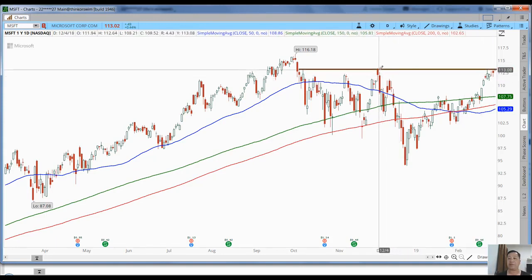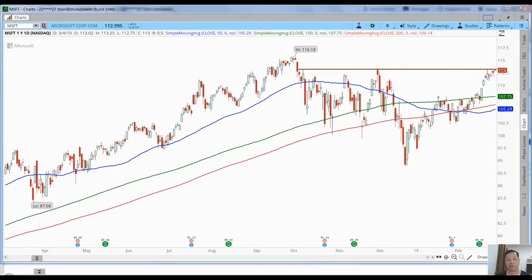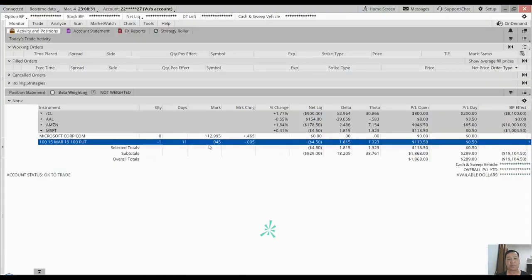It has topped at this level at least two times before, and it fell and dropped back down. So we never know if it's going to break out or break down. Anyway, look at the trade right now. Go back to the platform.